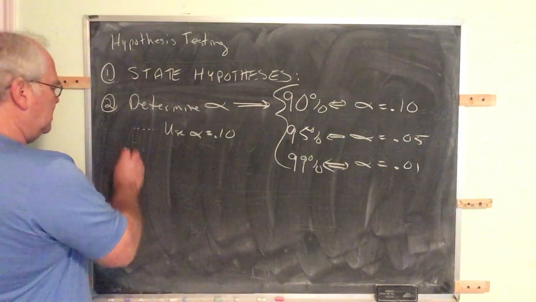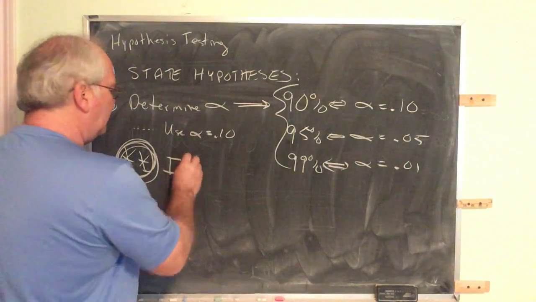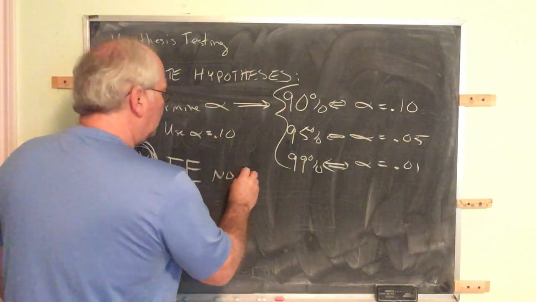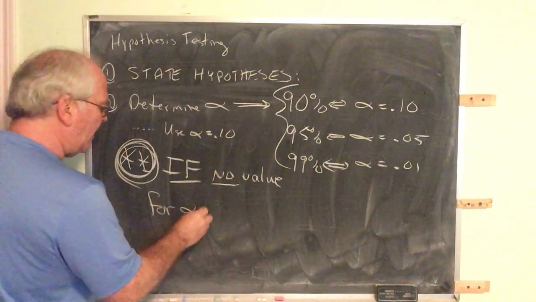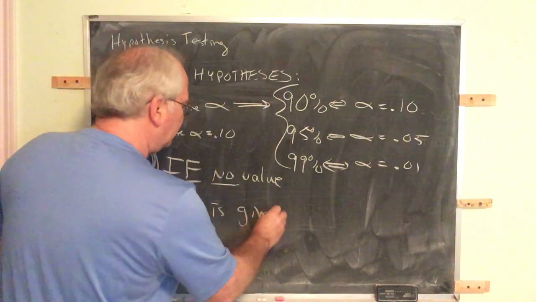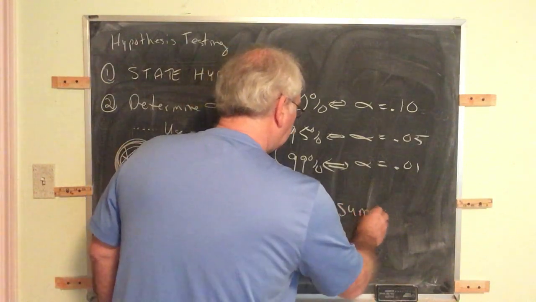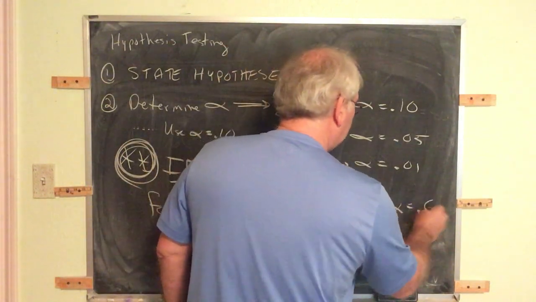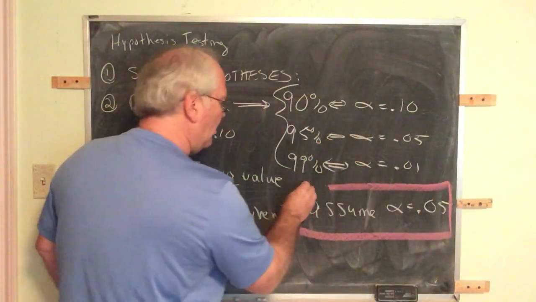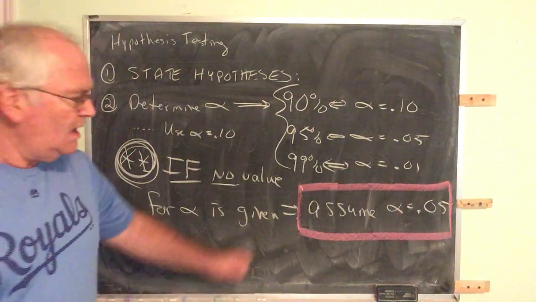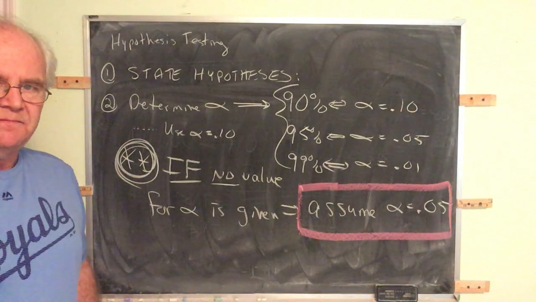For our purposes, here's a big deal. For our purposes, if no value for alpha is given, assume alpha equal 0.05. That will be our default setting. If there's no value for alpha given, we will assume alpha is 0.05.